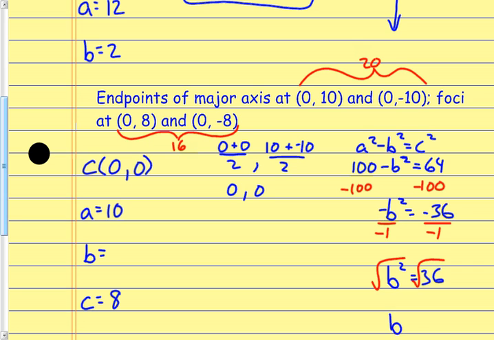Okay? So again, my major axis gives me my a value, the minor axis can give me the b value, and the foci will give me my c value. And I approach all three of those the same way. I find the distance between the two and then divide it.